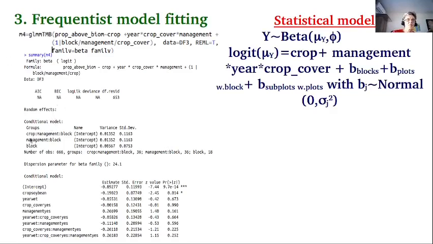The random effects, in which we have the variances or standard deviations, as you prefer, for the blocks, the management units within blocks, the crop within management within blocks. And here we also have the intercept, which is the logit of the mean of the response variable for the reference level of each of the four explanatory variables: crop, year, crop cover, and management. So these are the single level effects. These are the pairwise interactions, and here's the third order interaction. Here we have the estimates, the standard error, and the p-values.